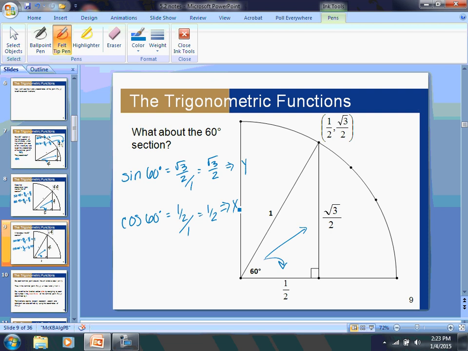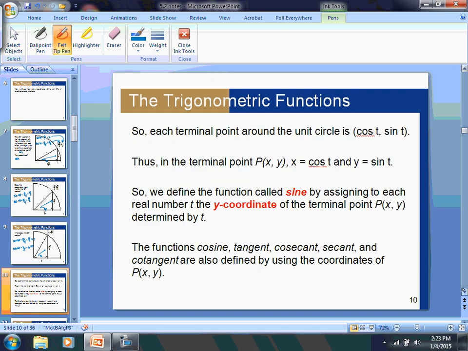So basically, anytime you're dealing with sine and cosine in your unit circle, the terminal point around the unit circle is actually cosine of that distance and then sine of that distance. So the x value in your terminal point is going to be the cosine of t, and the y value in your terminal point is going to be the sine of t. Remember, t can be that angle measurement or that distance, that radian distance.